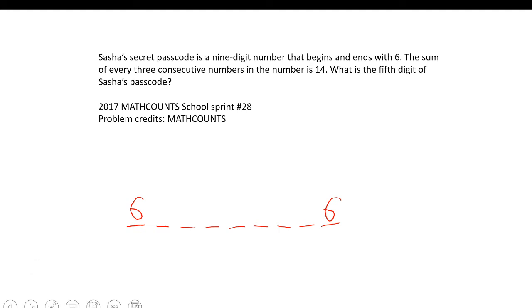We're going to do exactly what the problem says. We're using some constructive number theory: we construct a possible case and go until we reach a possible answer. There are not a lot of numbers like this, so we only have to test like 2 or 3 cases, which is doable. The sum of every 3 consecutive numbers is 14. We have 6 already, so 14 minus 6 is 8. That means these two have to sum to 8. When I think of 8, I think 2 and 6.